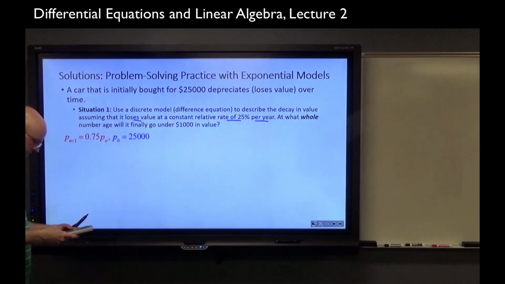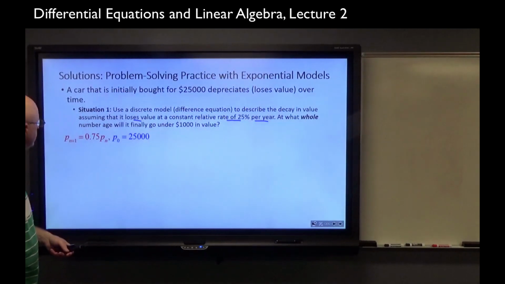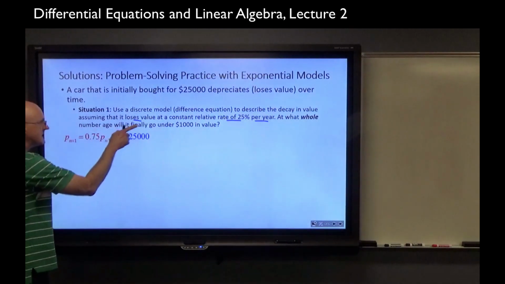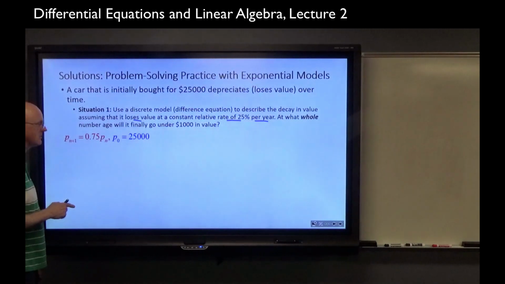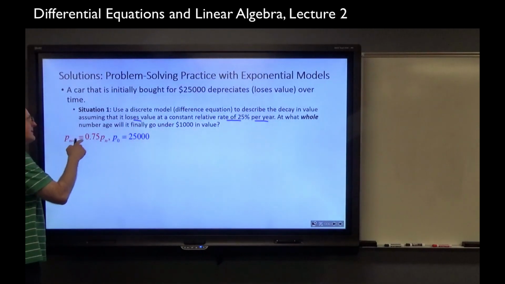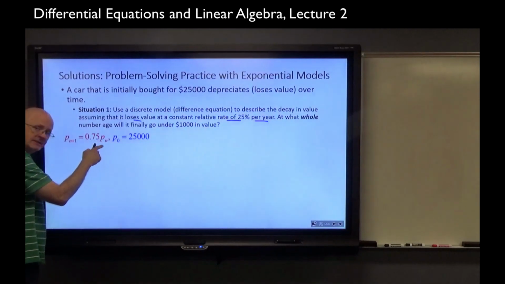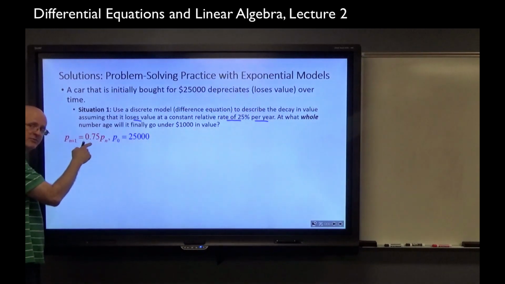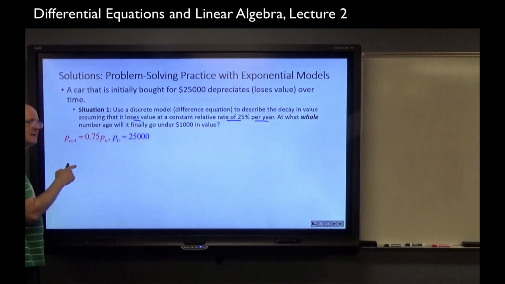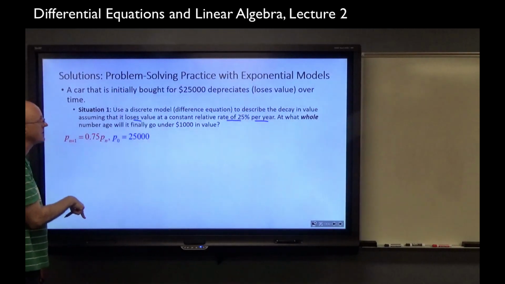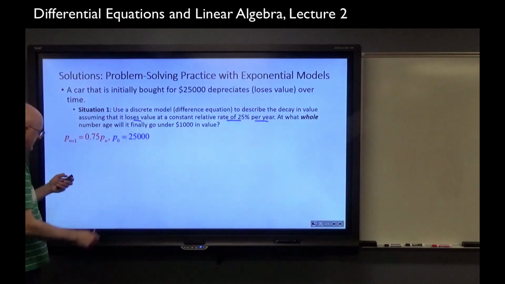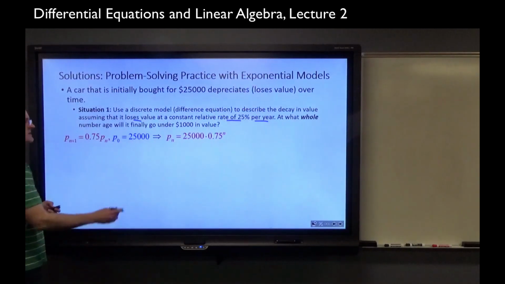I'll just go ahead and do it on my calculator here. 25,000 times 0.75 is 18,750. That's P1. For P2, I need to multiply by 0.75 again, and you get 14,062.50. Losing 25% in value every year means the next year's value is 75% of the previous year's value. So you don't put a 0.25 there, you put a 0.75. You need to put something different for the differential equation. I hope you did that. There's the initial condition. Here's our solution.